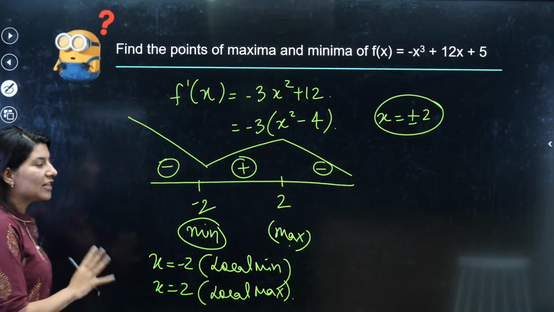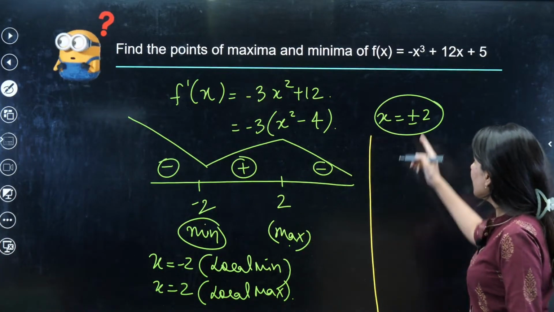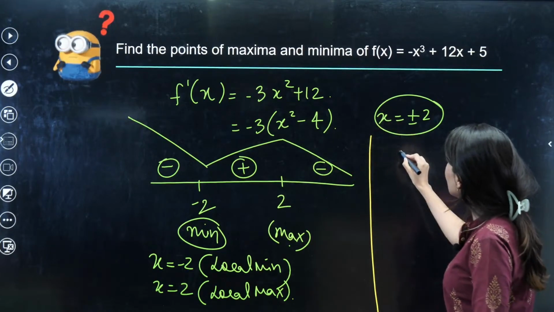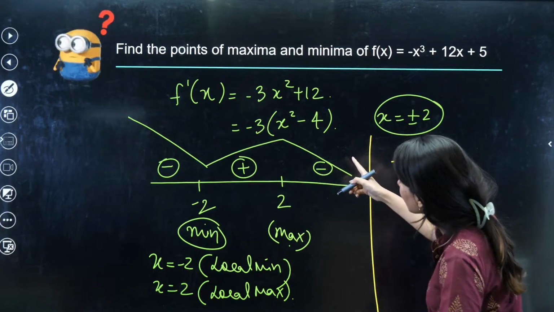So this is your first derivative test. We've done the first derivative test. Now, x equals 2 and minus 2. If we don't know that, we just know the critical points. Now, double differentiate. This is the double derivative test to know whether you are having maxima or minima.